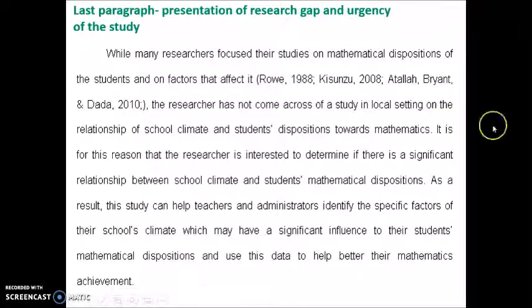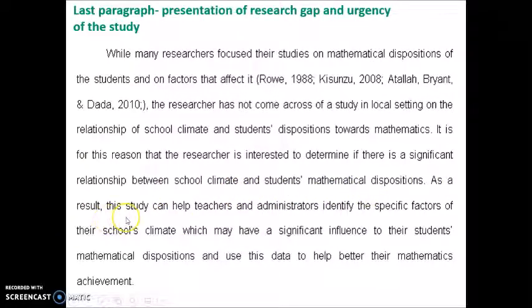Kaya, sabi ng researcher, it is for this reason that the researcher is interested to determine if there is a significant relationship between school climate and students' mathematical dispositions. So, sa inyo, of course, ang pinaka-goal natin ay malaman natin kung meron bang significant relationship yung variable A at saka variable B. Okay? So, sabihin nyo, it is for this reason that the researchers are, kasi marami kayo, researchers are interested to determine if there is a significant relationship between variable A and your variable B.